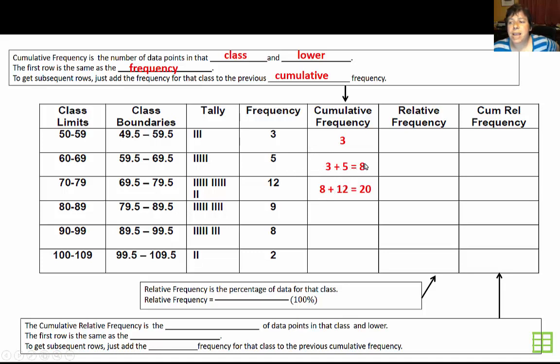And I can just now say 8 plus 12 is 20. 20 plus 9 is 29. 29 plus 8 is 37. 37 plus 2 is 39.